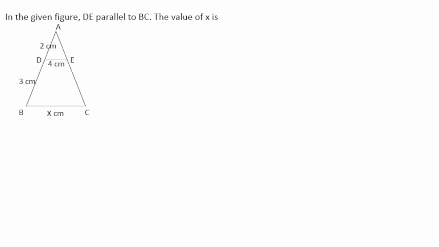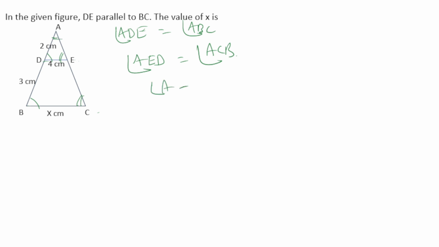Next one. In the given figure, DE is parallel to BC. The value of X is what? Okay. Now, if DE is parallel to BC, then angle ADE is equal to angle ABC, because these both are corresponding angles. And angle AED is equal to angle ACB. These both are also corresponding angles. And angle A is common.